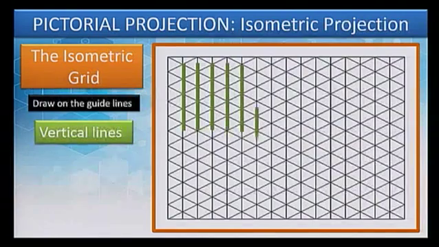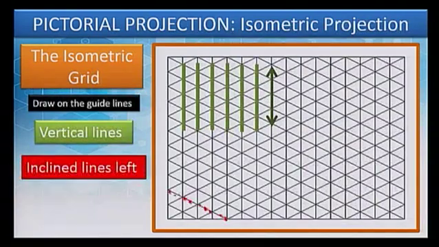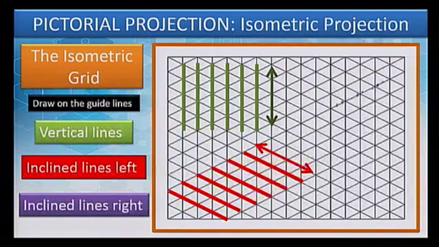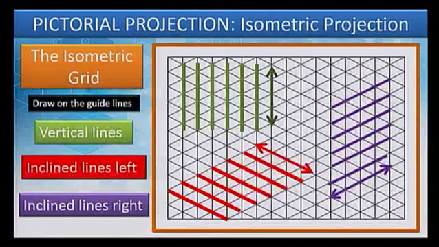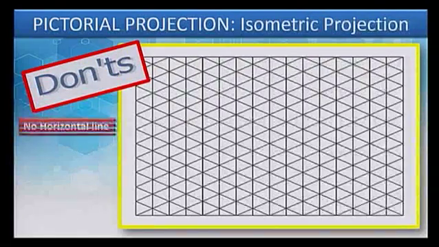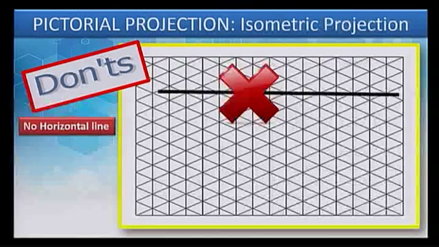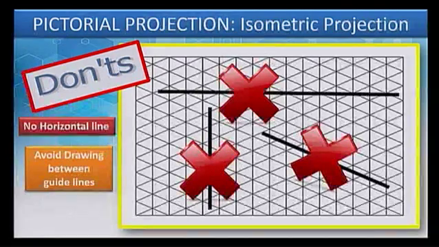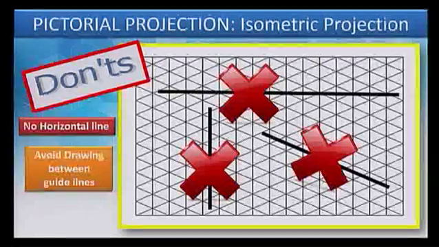Vertical lines, which are green in color here. Inclined lines moving towards the left, red in color here. And inclined lines moving towards the right, violet lines here. When drawing in isometric projection, we have to respect these lines and draw on them only. We are going to strictly avoid drawing the following lines on an isometric grid: thick horizontal lines and lines outside the already existing lines, that is, the guidelines. You can clearly see them on the screen.